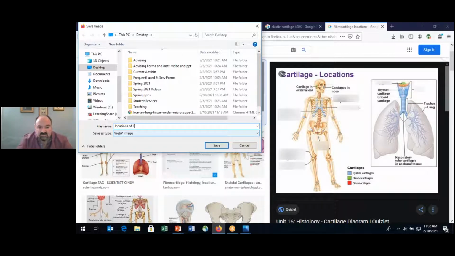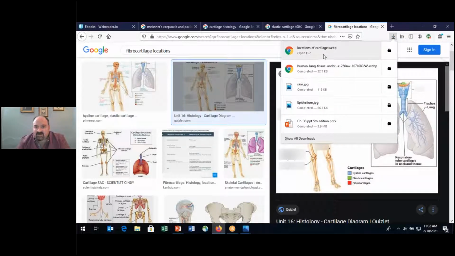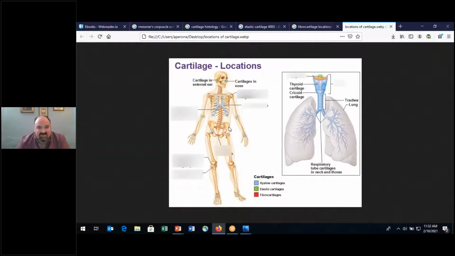Locations. Okay, so let's take a look here. This is a helpful image, the intervertebral discs, the spaces between each of the vertebra, fibrocartilage. The meniscus of the knee. You've heard the medial and lateral meniscus, fibrocartilage. The temporomandibular joint, the ability for you to open and close your mouth, your jaw, that would be the TMJ, fibrocartilage.